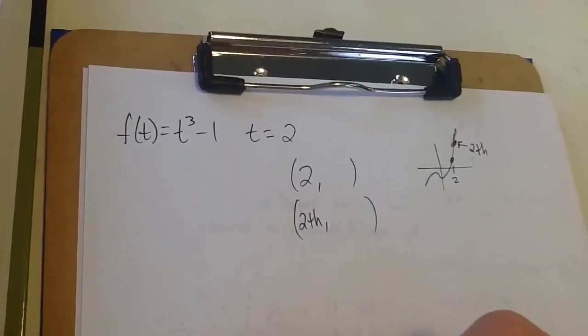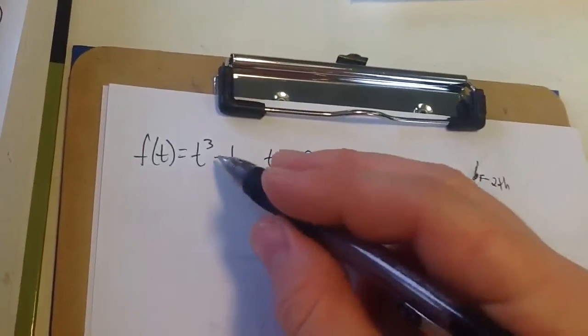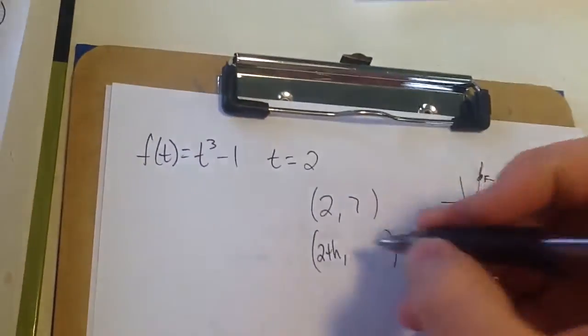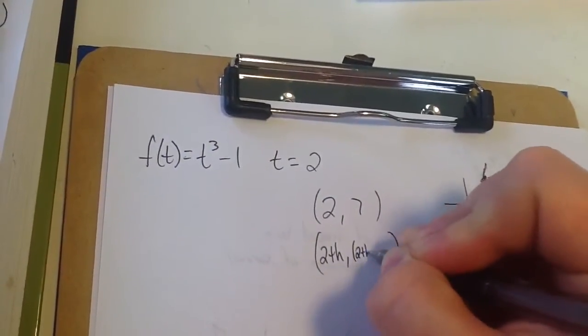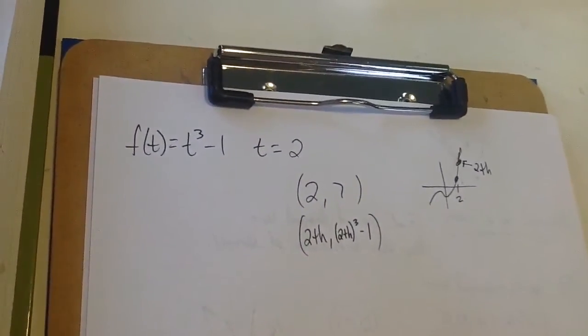So that's a good place to start. And then plug these in. Plug in 2. 8 minus 1 is 7. Plug in 2 plus h. 2 plus h to the third minus 1, right?